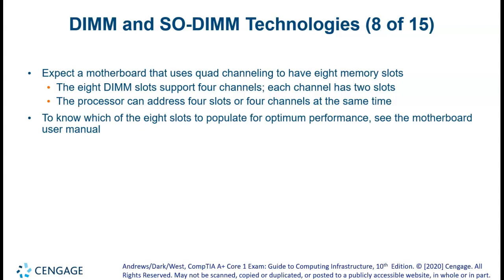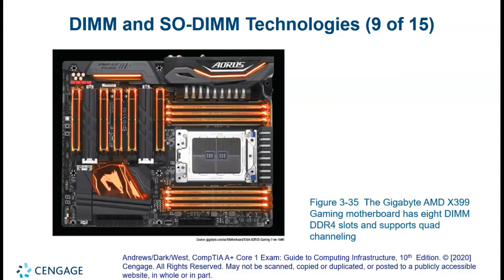To know which of the 8 slots to populate for optimal performance, again, see the motherboard's manual, which is usually on the website, right? The Gigabyte AMD X399 gaming motherboard has 8 DDR4 DIMM slots and supports quad channeling. This is why gamers like this. Look at this. This is a gamer's dream.